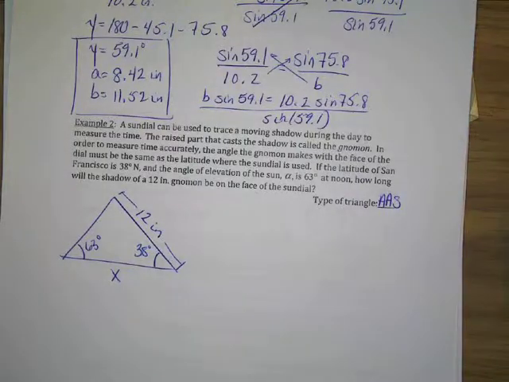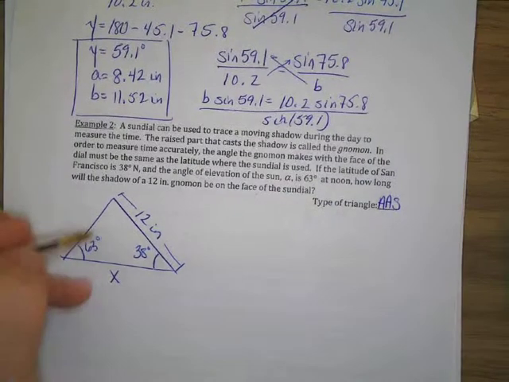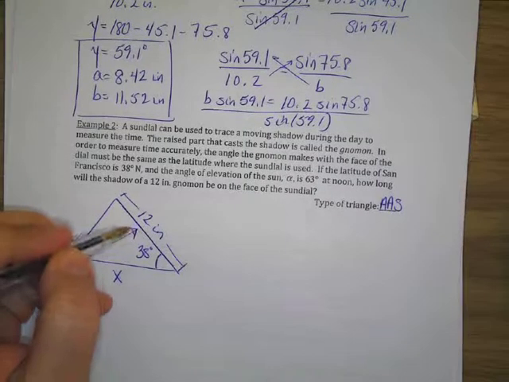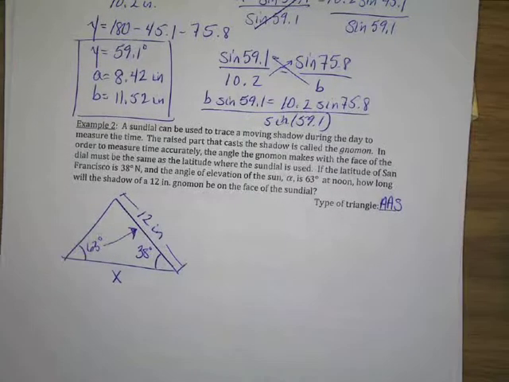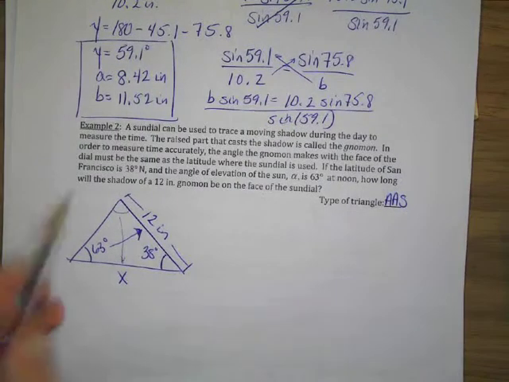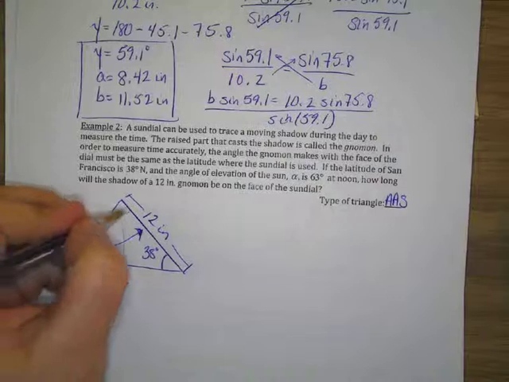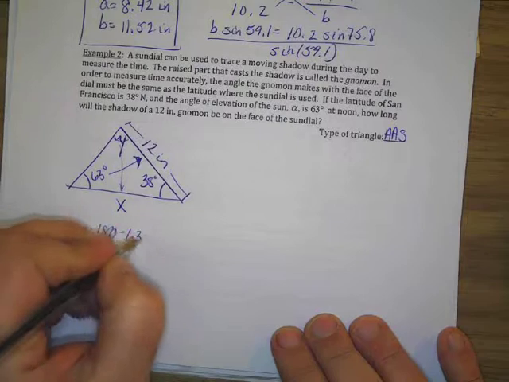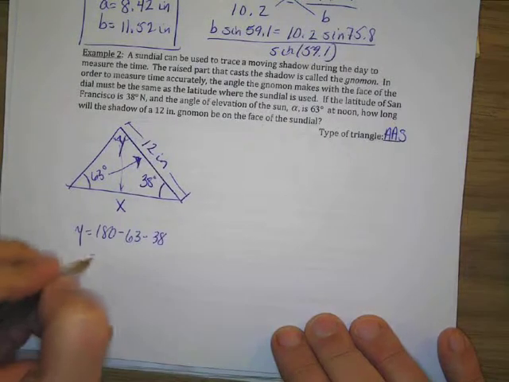We need to figure out this shadow length. I know an angle and a side across from it. What else do I need to know? I need to know this angle so I can use that ratio right there. So how are we going to find the other angle, gamma? What is it? 79. Thank you.